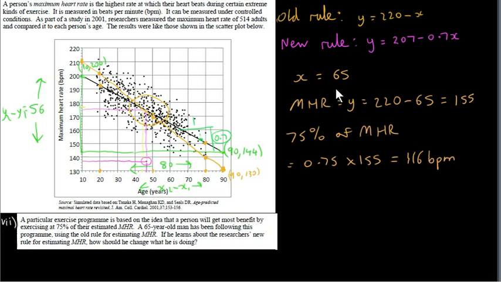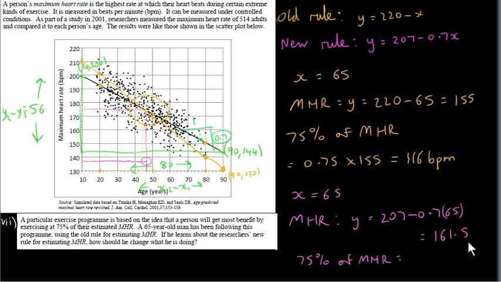Now, I'll do the same thing for the new rule. So X is 65 and the maximum heart rate in the new rule is Y equals 207 minus 0.7 times X, which is 65. That's 161.5, and the recommendation is to do 75% of the maximum heart rate, so we get 75% of this number. That's 121.125 beats per minute. So you can see that under the new rule, he has to exercise more intensely. He has to get his heartbeat from 116 beats per minute up to 121.125 beats per minute. This is the new recommendation.